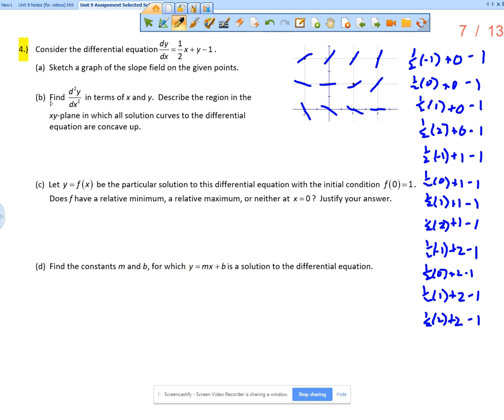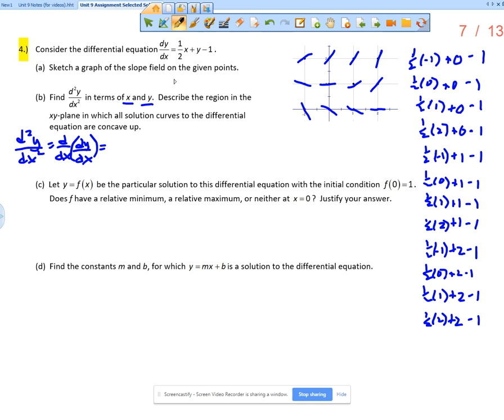But now part B says find d squared y dx squared in terms of x and y. Remember, d squared y dx squared really means the derivative with respect to x of dy/dx. So dy/dx was given. What's the derivative of dy/dx with respect to x?